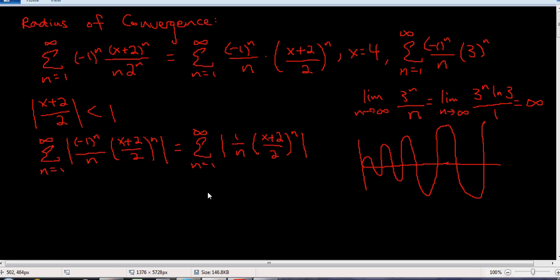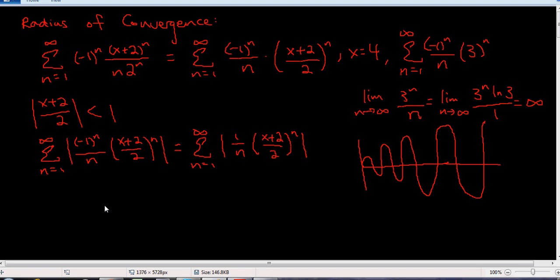I hope it's abundantly clear why we can get rid of the negative 1 to the n. But the point is, I still need the absolute value signs in case this term here gives me something negative every once in a while. By every once in a while, I mean every other term as long as this is negative. Anyway, so let's take a look at this.